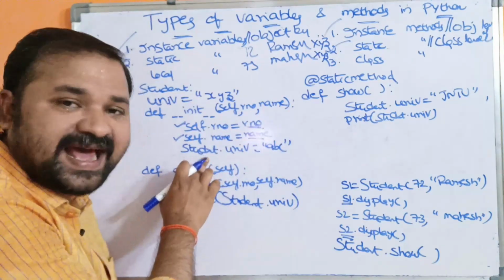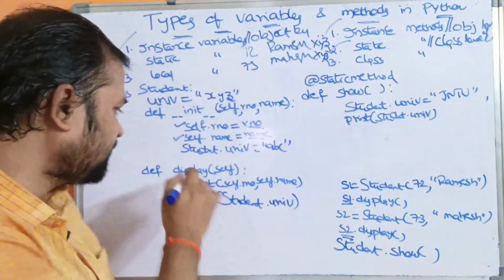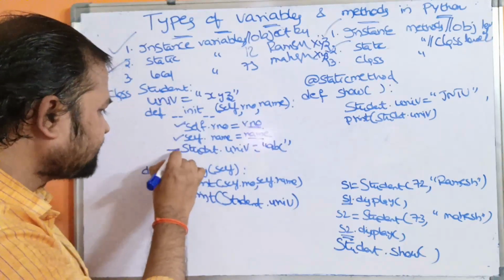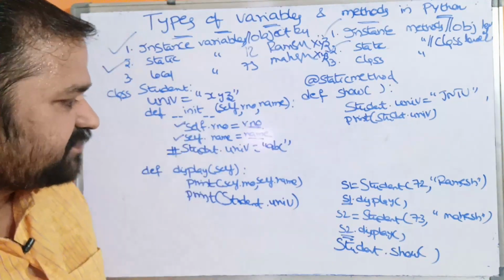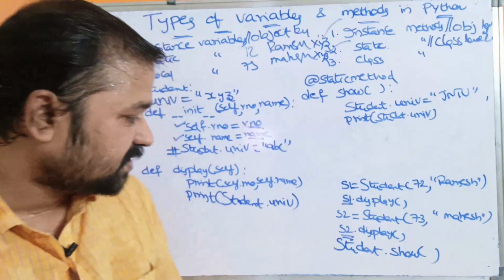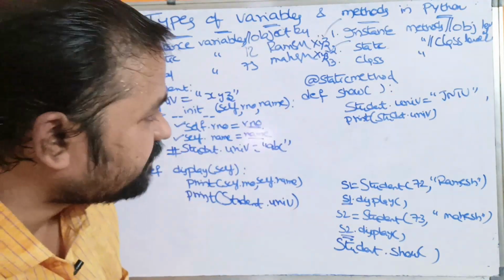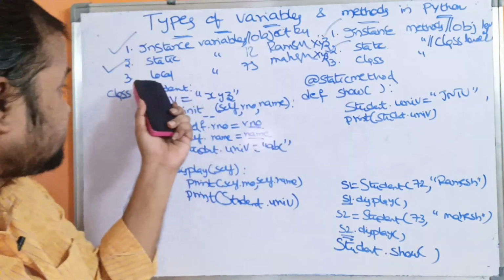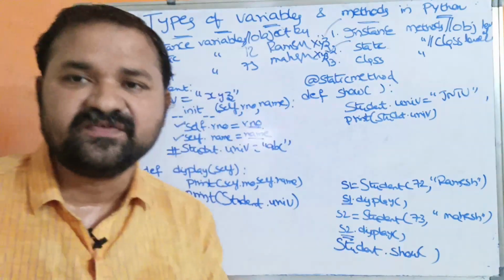But we must use the class name in order to access the static variable. Let us put the statement in the comments. If you want, we can use this statement also. So this is about static method. Now let us see the last type of variable, that is local variable.